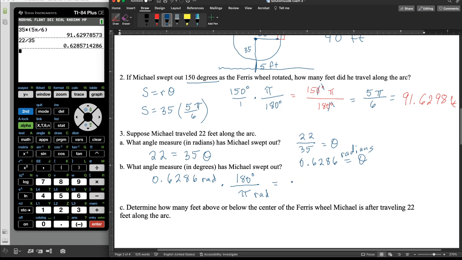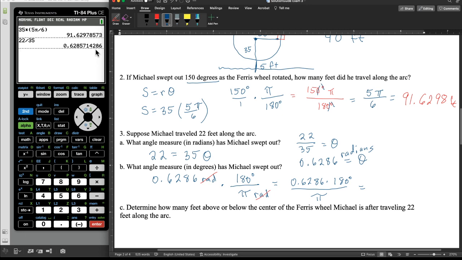Okay, so then we end up with 0.6286 times 180. Degrees is what's going to be left. The radians, I'll do that here, you think of as canceling out, all divided by pi, which is just a number now, right? So we can multiply this out, and we can take our answer.